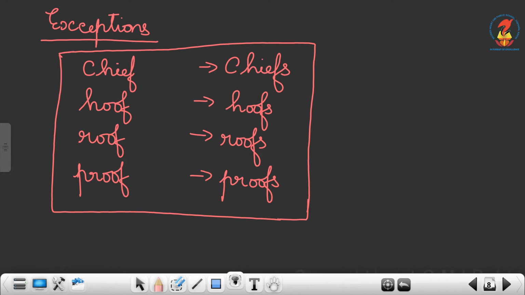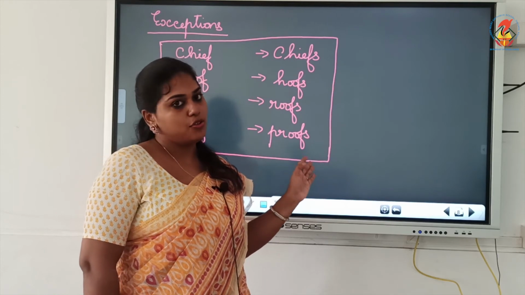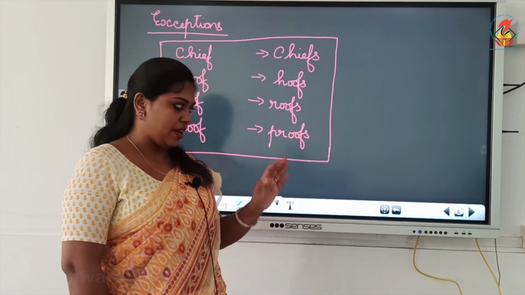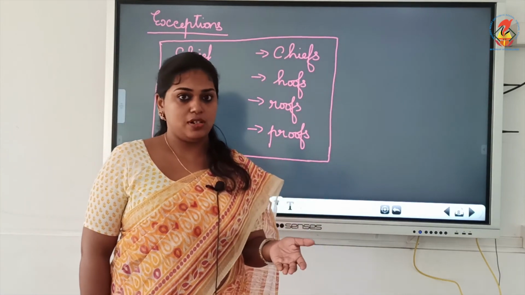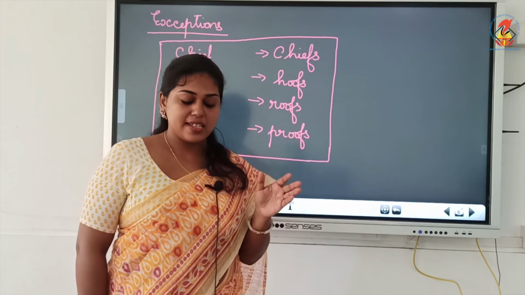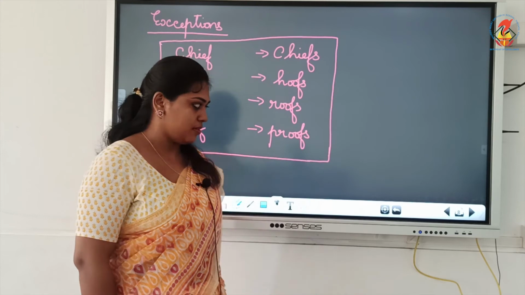Hoof ends with F, but no VES. Here also it is only S. Roof, roofs. Proof, proofs. So, these are the exceptional words that you have to keep in mind, which do not get included in our rule. Always you may get a question from exceptional words. So, please do learn the exceptional words as well when you learn the other rules.